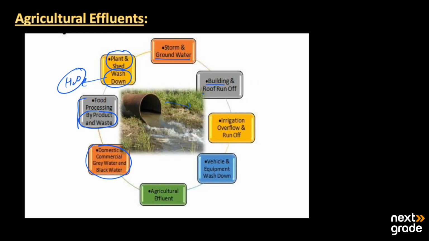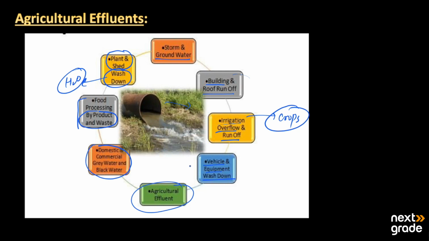Here we have building and roof runoff, or the water coming from the buildings and roofs. We have the water for irrigation, overflow, and runoff irrigation, the water used for the crops for their benefit. Now we have the vehicles and equipment when they are washed down. They all add up into the agriculture effluent.